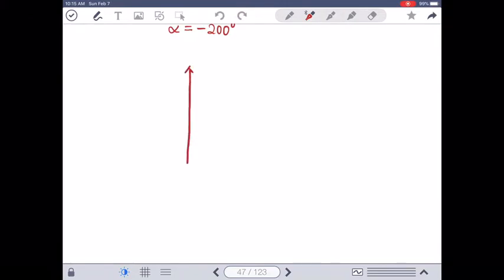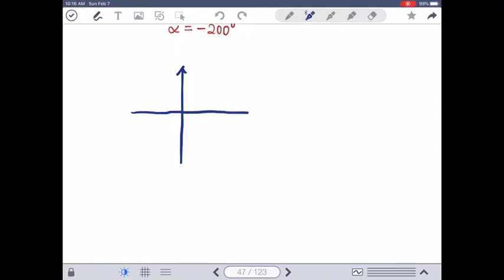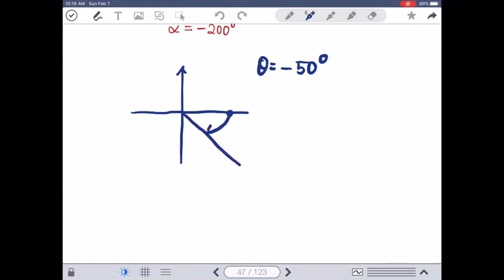Say we want to draw negative 50 degrees. So theta equals negative 50 degrees. We should start from here, 0, going down a bit, and there. It is negative because the direction goes clockwise. So this is your theta equals negative 50 degrees.